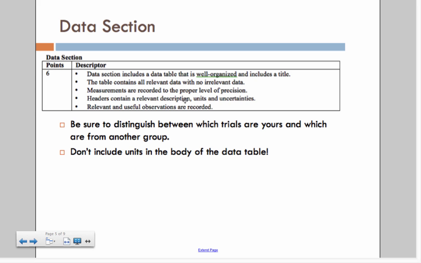Okay. Make sure you record all your measurements to the proper level of precision based on the equipment you've used. You want to make sure your headers contain the descriptor, the units, and include uncertainties as well. And make sure that you include observations that are useful and things that you'd want to talk about in the conclusion. In addition, for this particular lab, make sure it's clear which trials are the ones that you and your lab partner ran versus those that you got from another group. And a common mistake that I continue to see is units in the body of the data table. Please avoid doing that. This section will be worth 6 points.